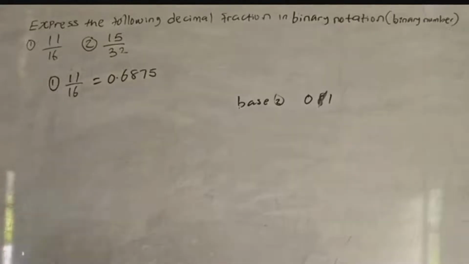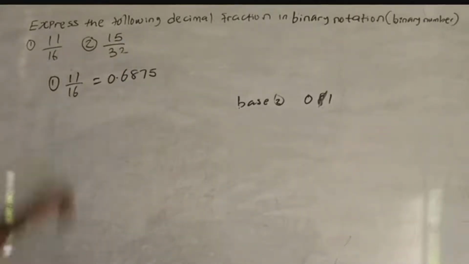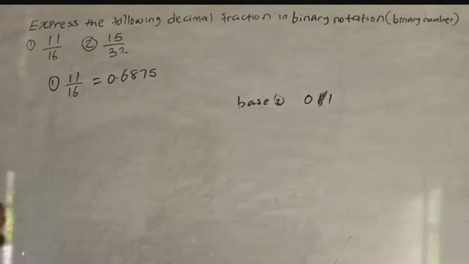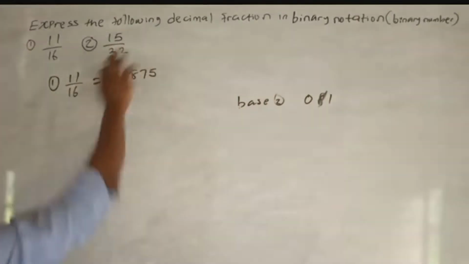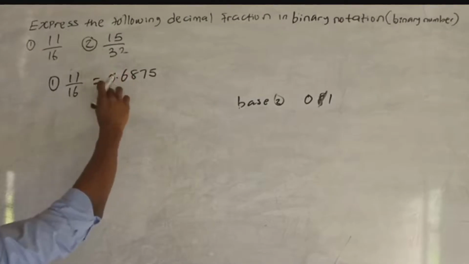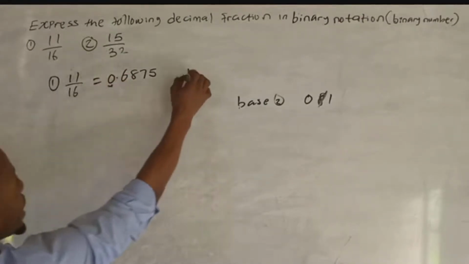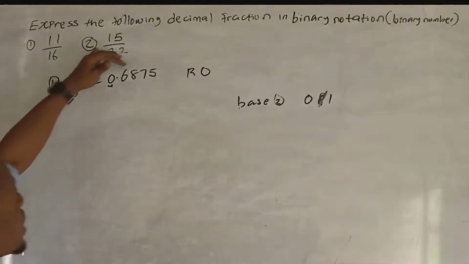The first part is the number before the point, which is the whole number, and the number after the point is the decimal part. So to get your binary number, we first write the whole number part. The whole number part here is 0. So our first remainder here is 0.